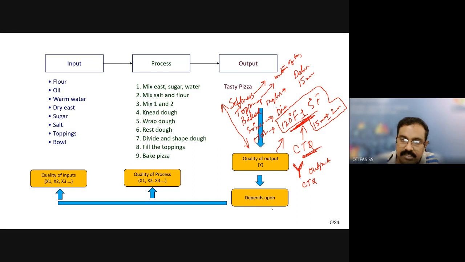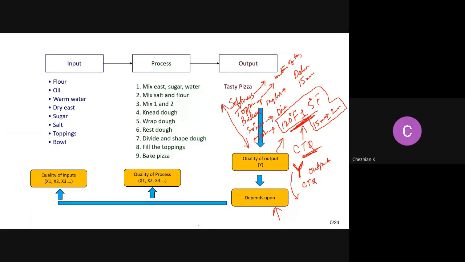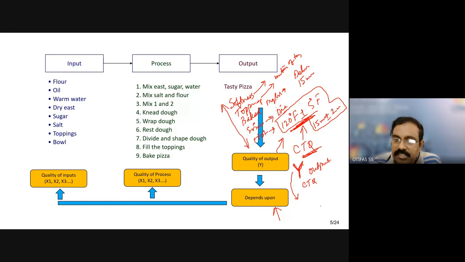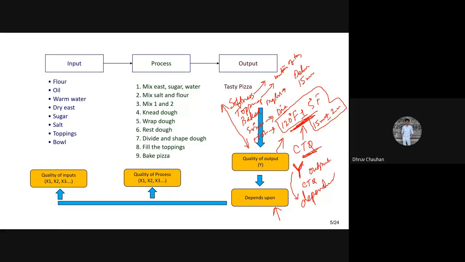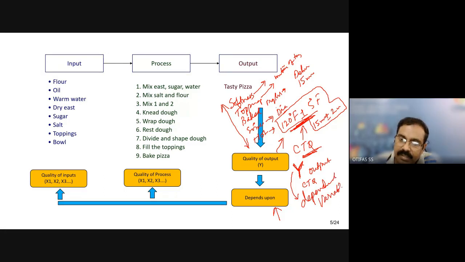And then there is one more word. So what is the other word for Y? Dependent variable. Have you heard about it or not? Yes, sir. Dependent variable. So Y, CTQ, dependent variable, everything we denote for output.